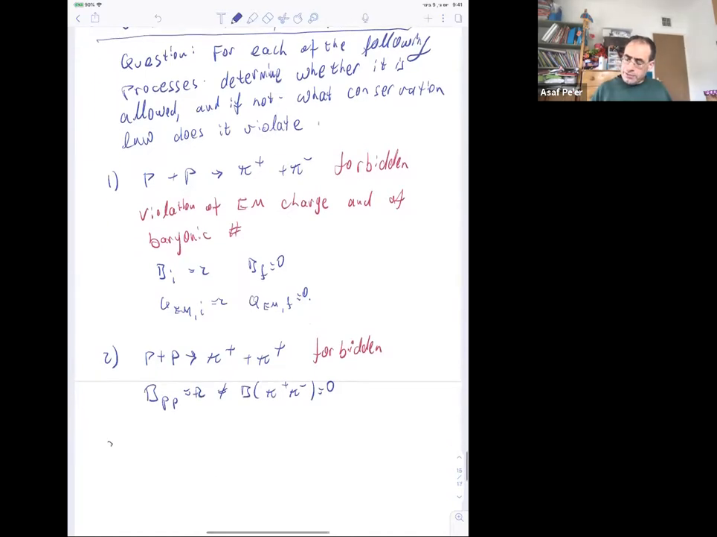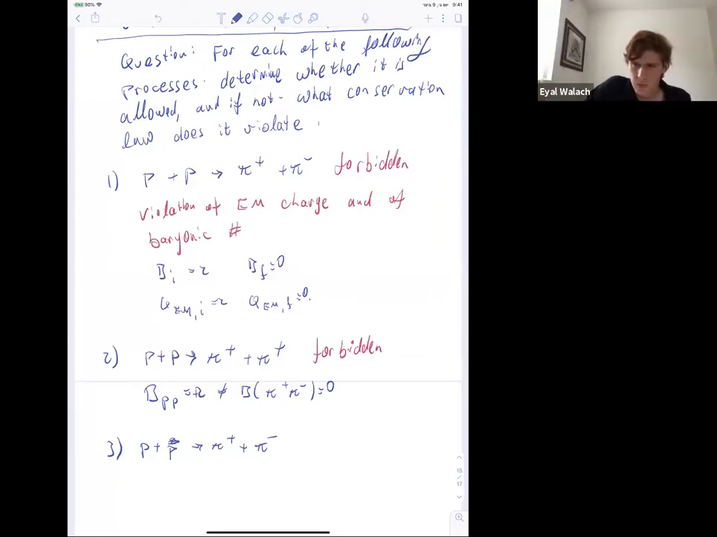What about proton and an antiproton goes into a pion plus and a pion minus. Is this allowed? Yes. This is allowed.